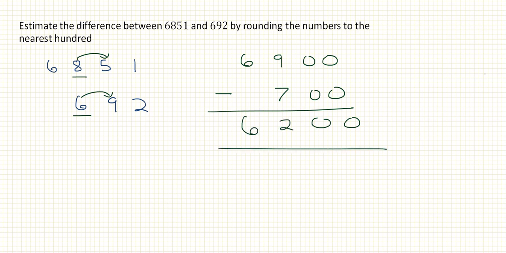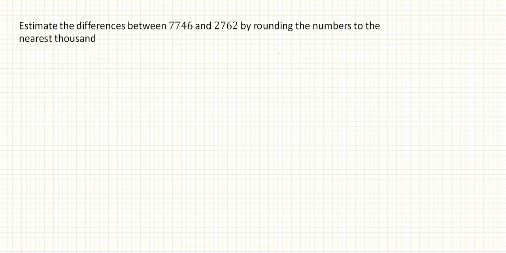we have 6. And then our final example, estimate the difference between 7,746 and 2,762 by rounding to the nearest thousand.